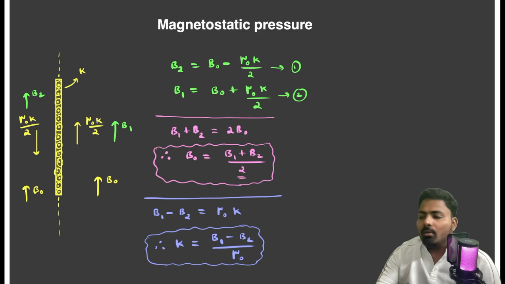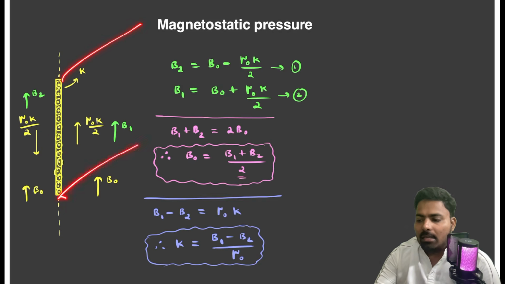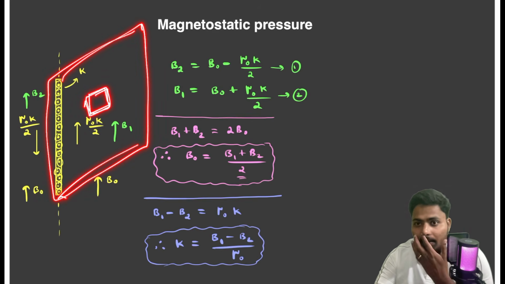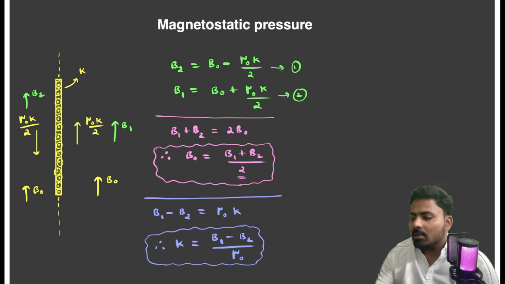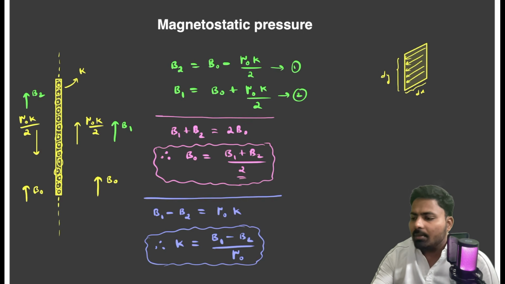Okay, now the concept here is, we need to find the pressure on this sheet due to the external magnetic field that is present. To understand this, to calculate pressure, let us first find the force acting on it. So in this infinite sheet, I'm going to take a small element over here, which is like this. Okay, so I have taken a small element.